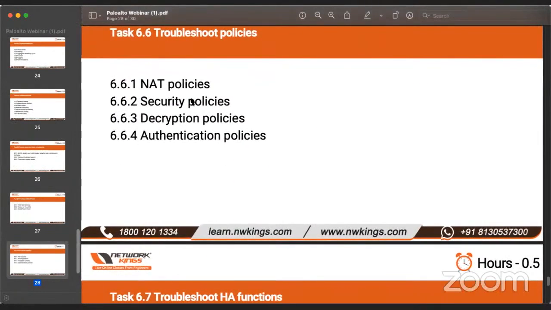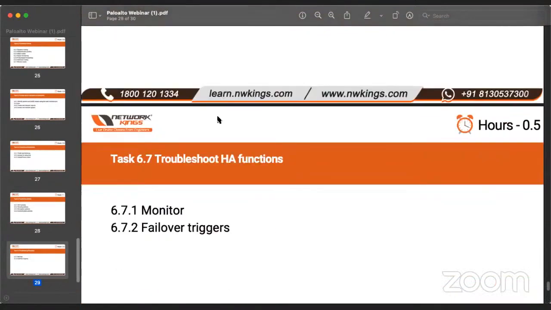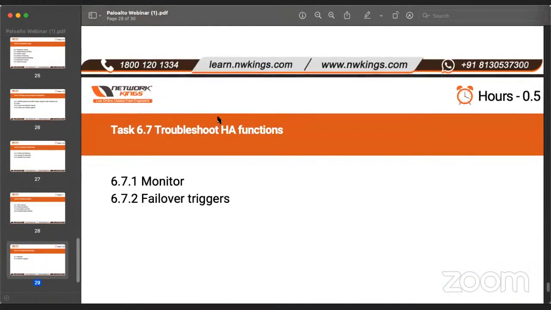Then NAT policies, basic policy evaluation. So your traffic is hitting the wrong NAT or security policy. Traffic is not being decrypted, or the authentication policy is not working as expected. How do you test the policy? All of that. And the final component is basically the HA part.